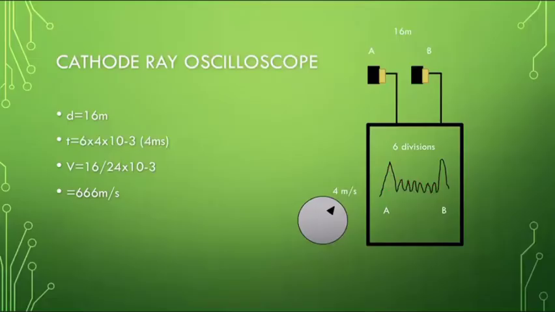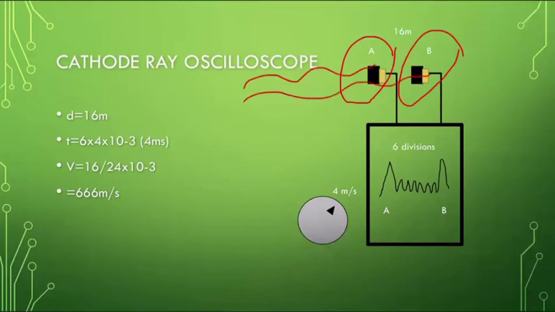To understand a cathode ray oscilloscope, here I have a receptor A and a receptor B, and both are going to receive the sound wave at different times and give different readings. So over here, I have 1, 2, 3, 4, 5, 6. If I start from this point, I should end at this point, and in between, I have 6 divisions. Okay, and I know that receptors A and B are placed at a distance of 16 meters. So I have the distance of 16.